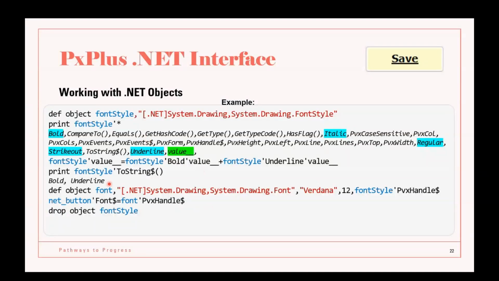Then, now if I want to use that font on my button, I can say net button tick font$ equals font tick PxHandle$. And now my button up here is using Verdana 12 bold underline. And then I can drop font style at this point because I'm done with that.